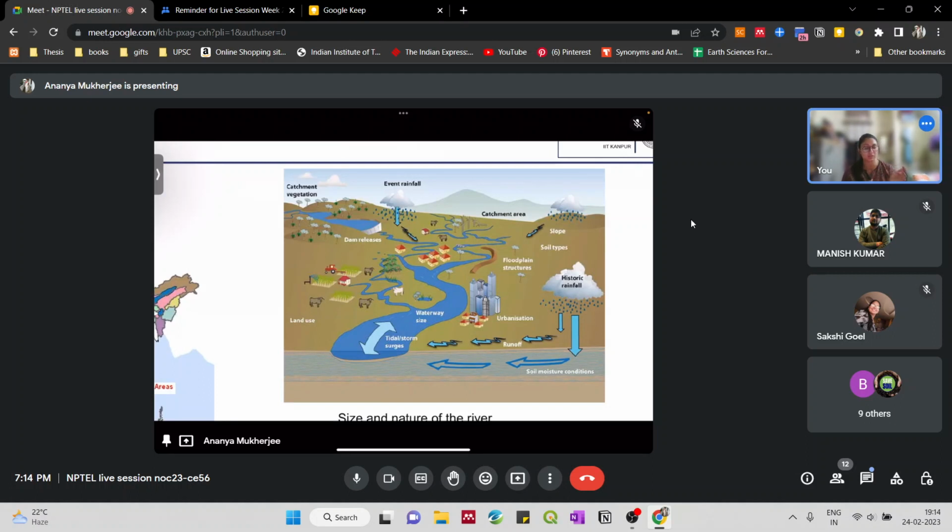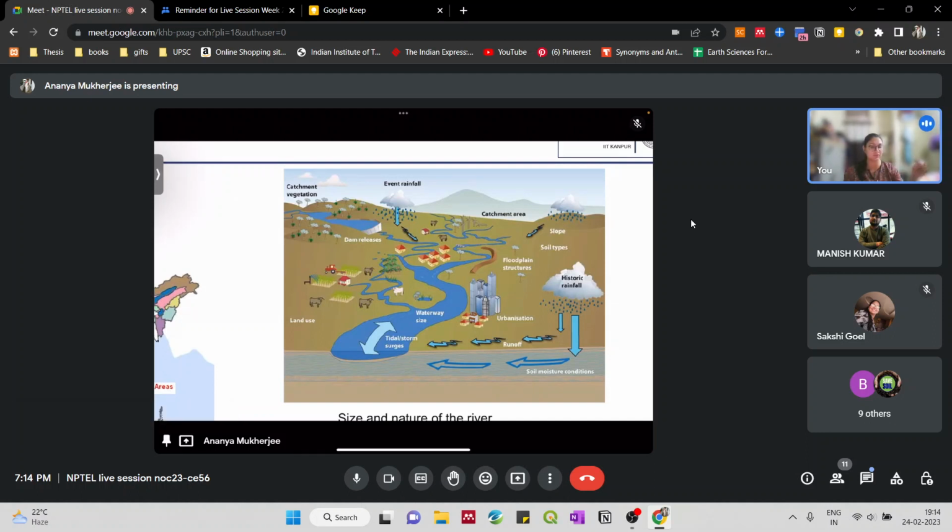Suppose you have removed floodplain structures, the natural levees that are formed. Then you are increasing the area which could be affected by the floods. Urbanization is obviously one of the man-made factors that is going to affect the occurrence of floods. Then you have the surface runoff also. The more concrete areas that are present, the runoff is going to be higher.